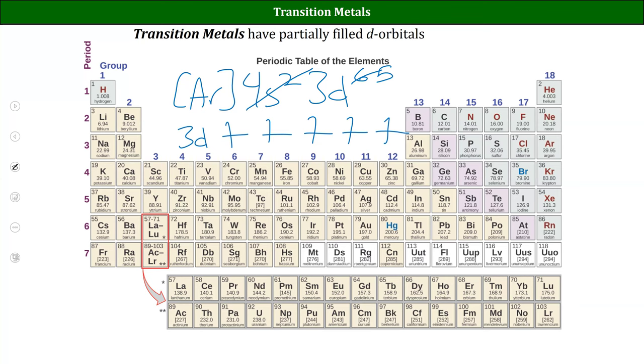When you get a bunch of electrons that are unpaired with the same spin next to each other, that creates a magnetic field that is somewhat stable. It's not as stable as all the way full or all the way empty, but that's pretty stable. And that creates magnetic properties.